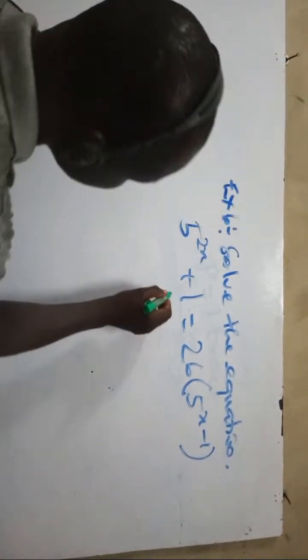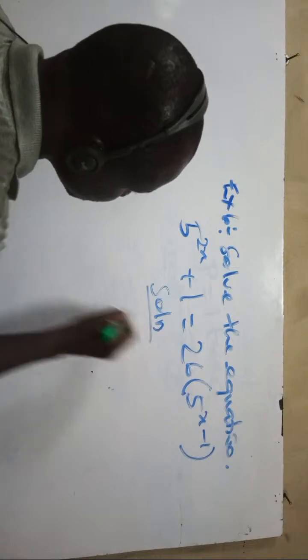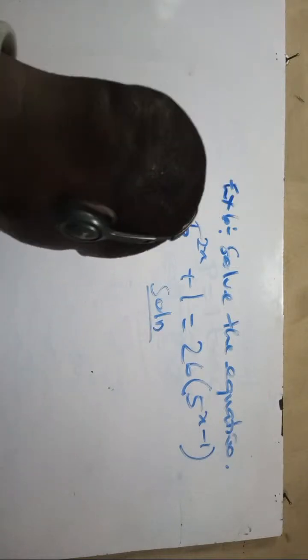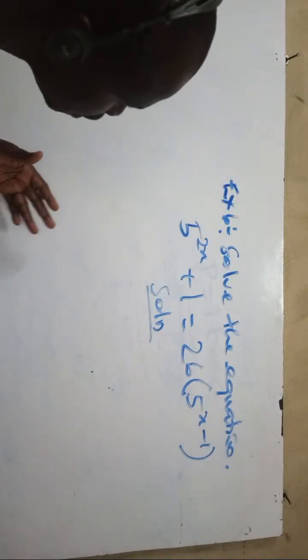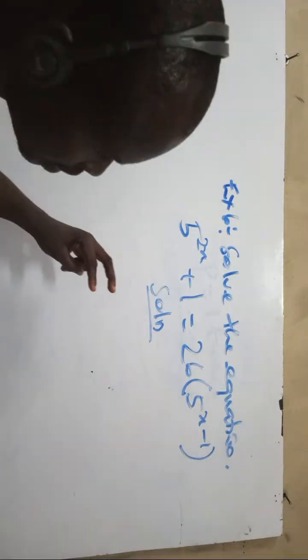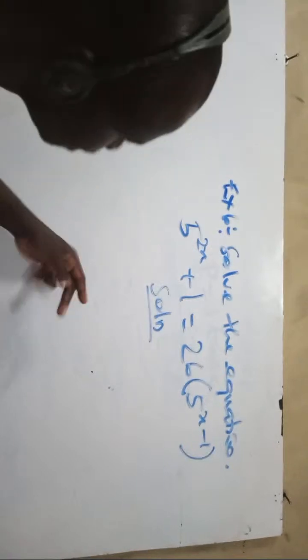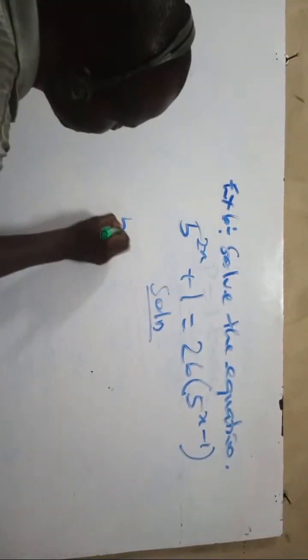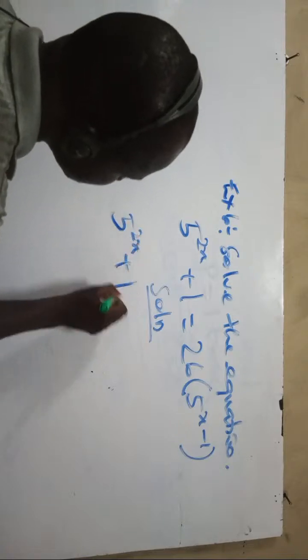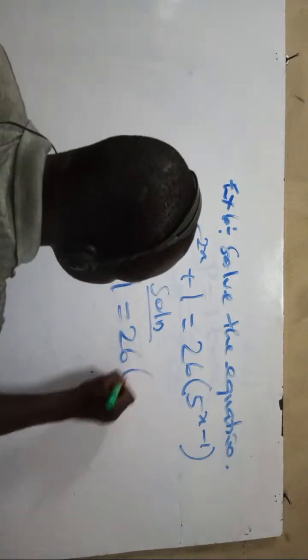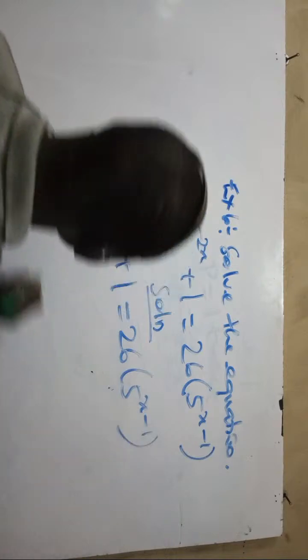Look at this question. You might think it is difficult, but it is not. Just apply the laws of indices, use the let and recall process, then we are going to get the answer. What do we do? We are given 5 raised to 2x plus 1 equal to 26 into 5 raised to x minus 1. This is what we do.